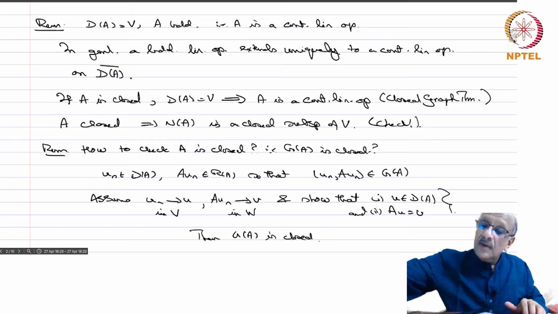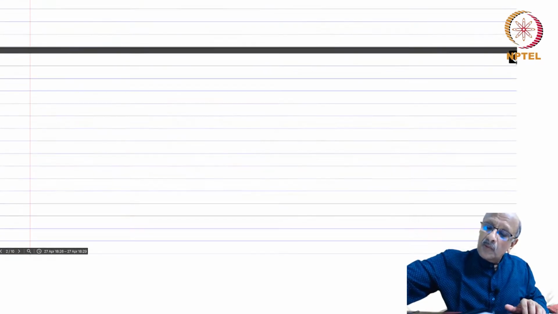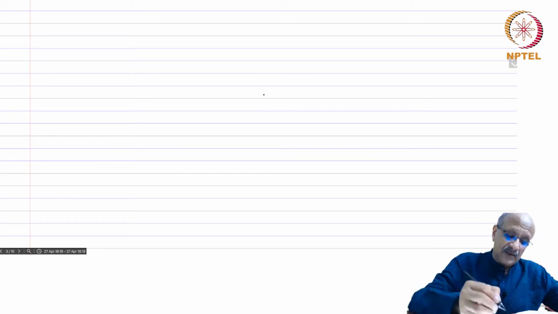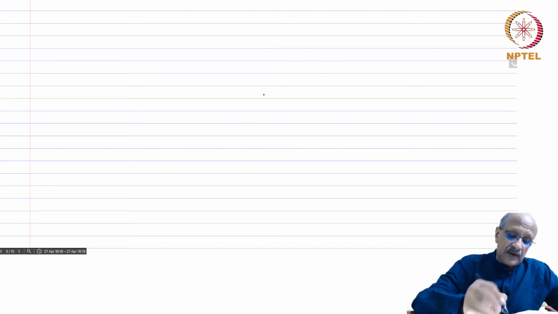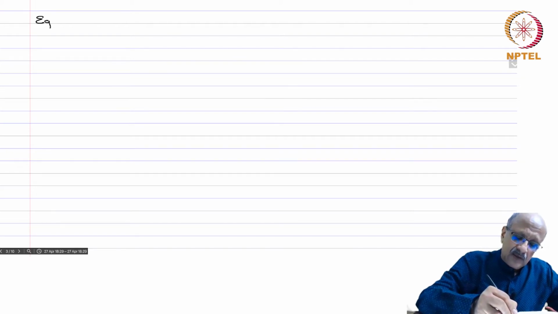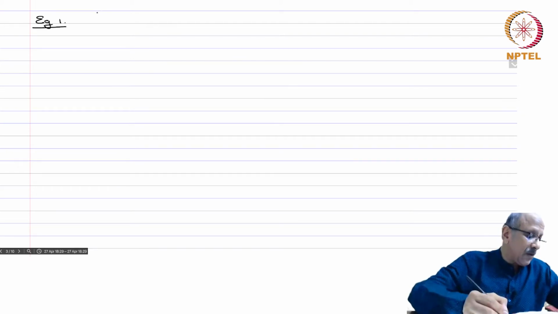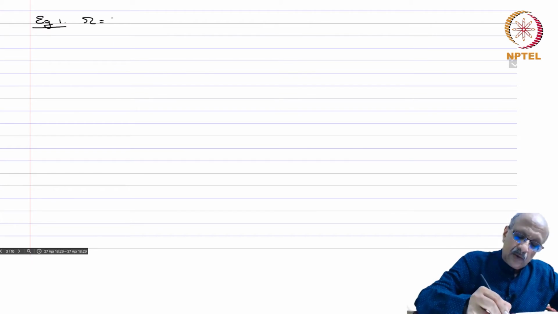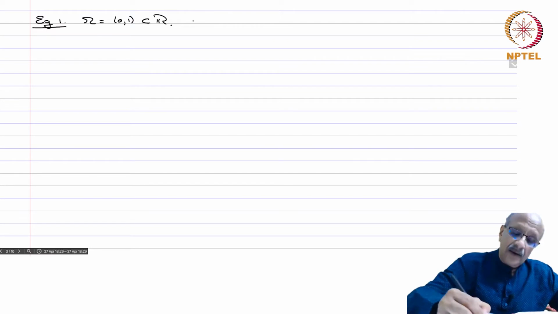So almost all the operators which we will come across in the course of the next few lectures will be of course closed and densely defined. Anyway, let us start with some examples. Example 1. Let omega equal to (0,1) contained in R and V equals W equals L2 of omega.